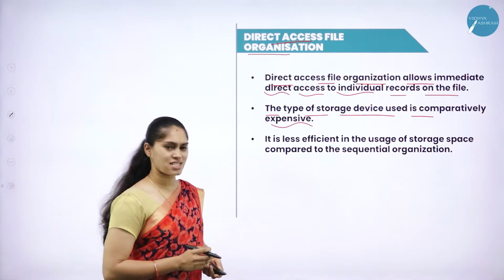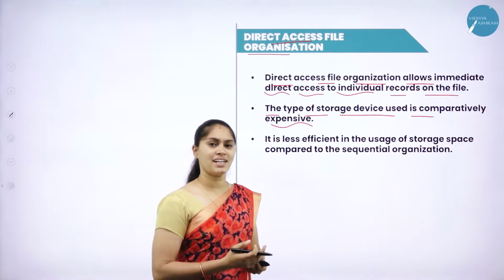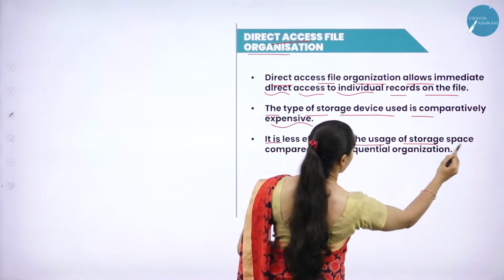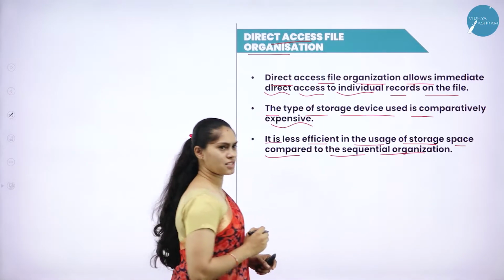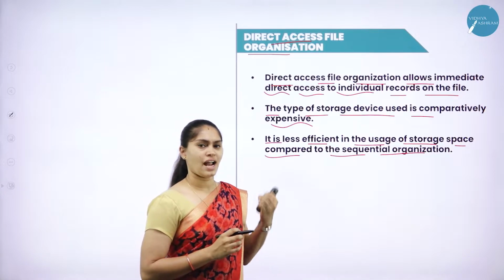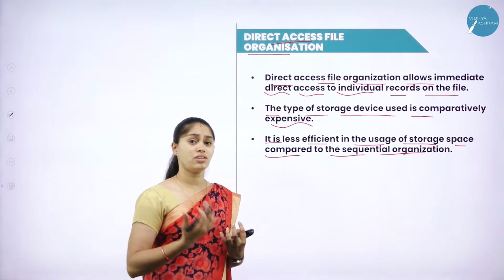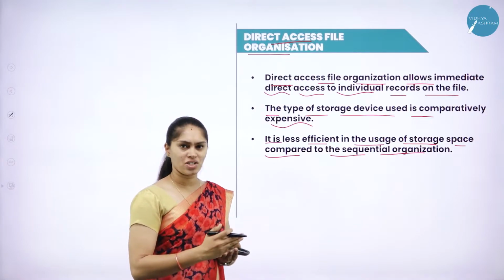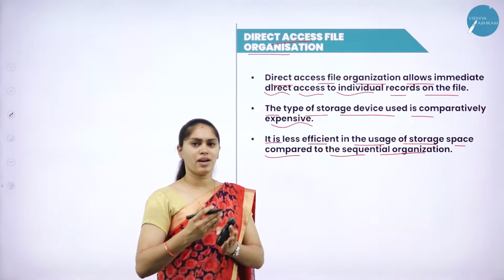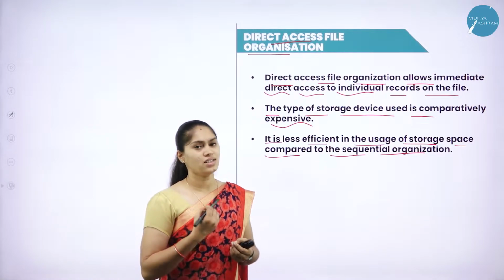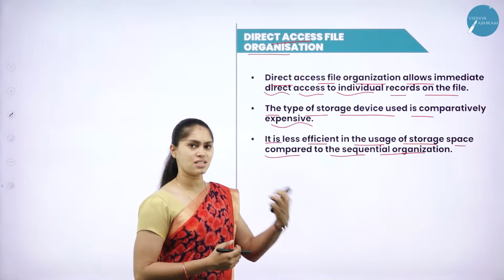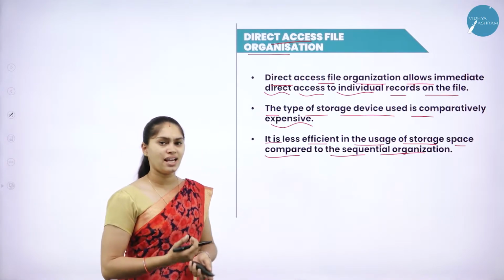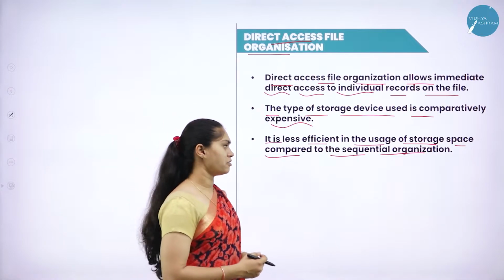But in the direct access file organization method, we are getting whatever record or file we want. So it will be expensive in nature, and also it is less efficient in the usage of storage space compared to the sequential organization. Why? Because if I am accessing any of the files, at that time that storage space is going to be empty. So it is not an efficient usage of storage space. If it is sequentially ordered, or serially arranged one by one, then there will be no chance of misusing the storage space. But here we have direct access, and that space will not be efficiently used. That is why it is considered less efficient than serial or sequential file organization.